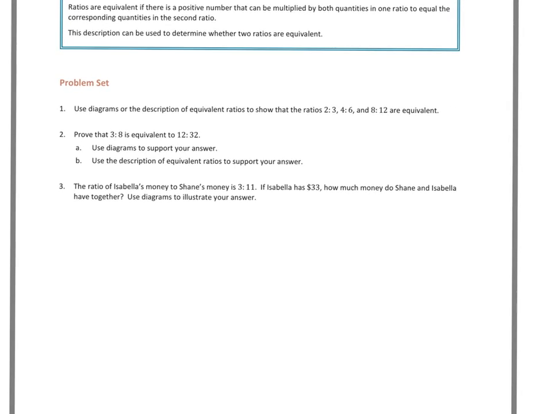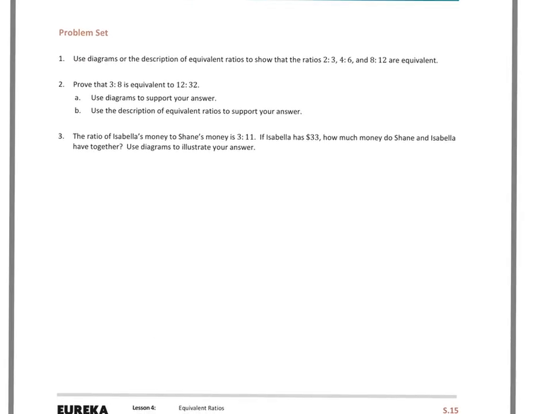So one says, use diagrams or the description of equivalent ratios to show that the ratios 2 to 3, 4 to 6, and 8 to 12 are equivalent. So I'm going to show this with a tape. I feel like these ratios really lend to it. So if I have 2 to 3 drawn, I'm trying to make 4 to 6.